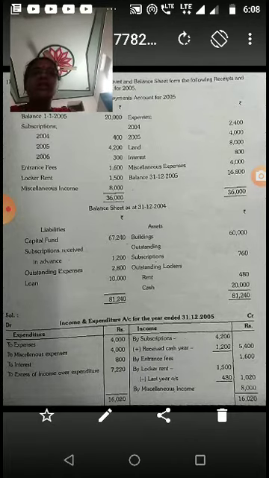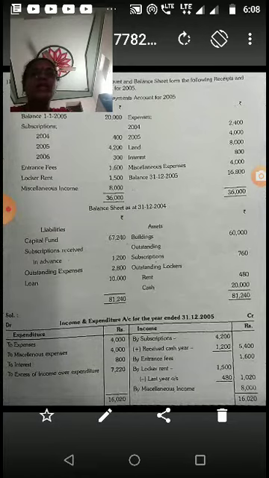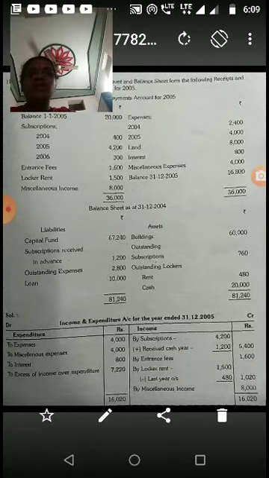Now, today, let us discuss the accounts of non-profit organizations. Prepare income and expenditure account and balance sheet from the following receipts and payments account and balance sheet as on that date for 2005. Receipts and payments account for the year 2005.